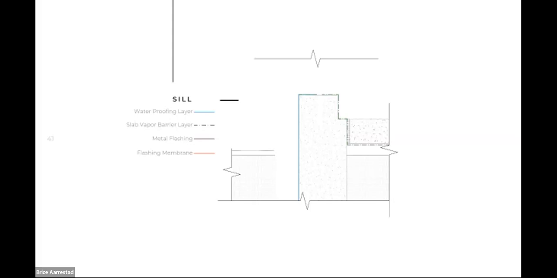Here again, we're looking at a knee wall, a stem wall out of concrete that receives a waterproofing layer. And then on top of that, a slab vapor barrier layer. And then we have an insulation layer and metal flashing layers that connect over the top of it. On top of that would be the anchor, the timber curtain wall system, again with primary and secondary sealant joints. The glazing comes on top of that, and then a finishing perimeter sealant.